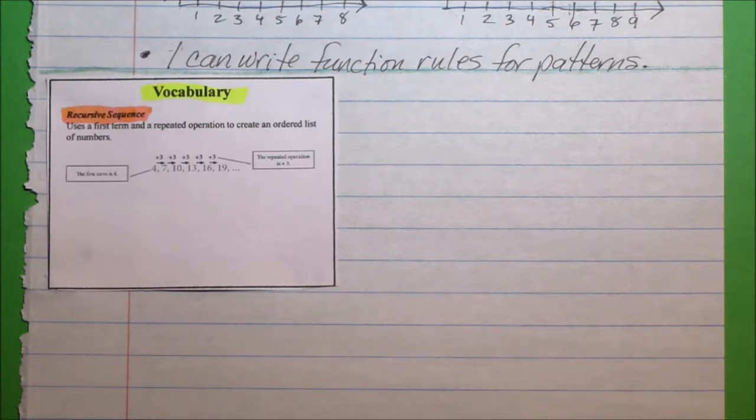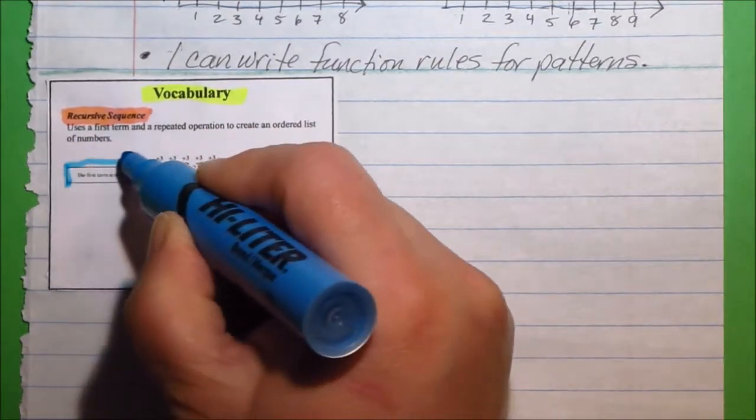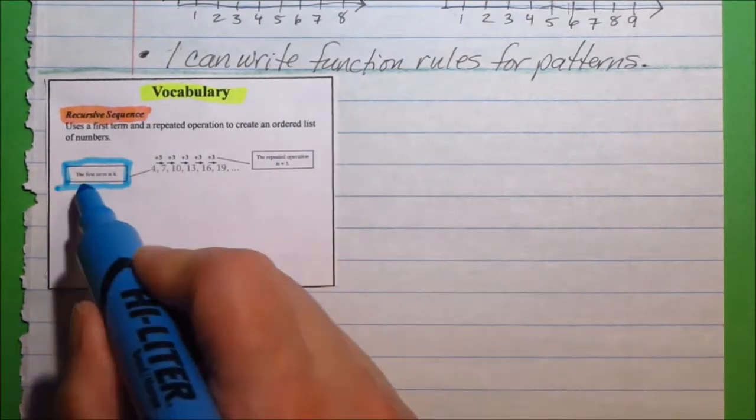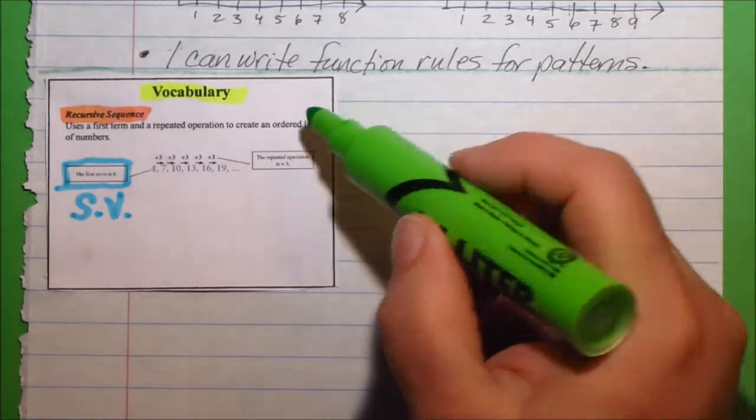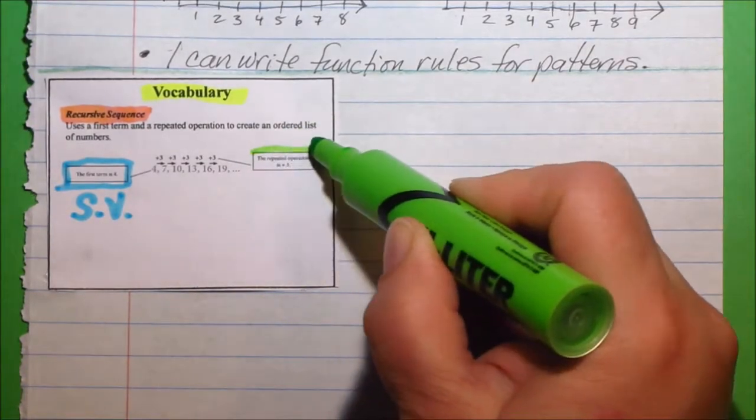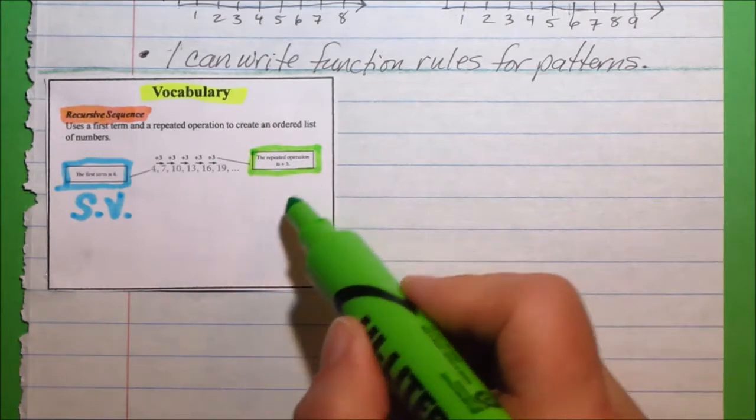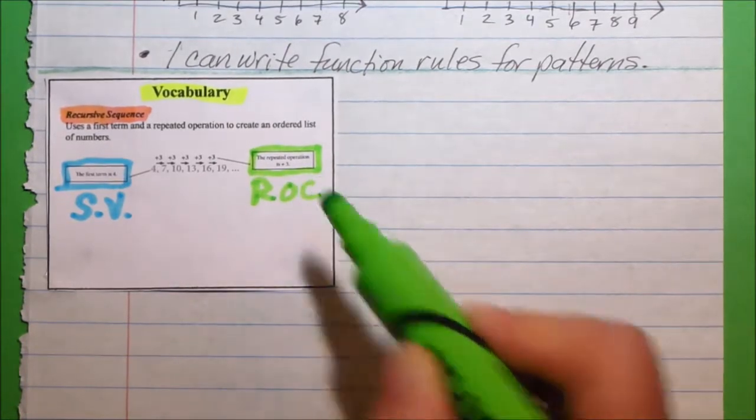All right? So this is very similar. It has its connections to what we've been doing with input-output tables and start value and a rate of change. Same thing. So while when they're talking about a sequence, they're calling this a first term, it's the same thing as start value. And while over here they're calling this a repeated operation, we know it as the rate of change, or rock.